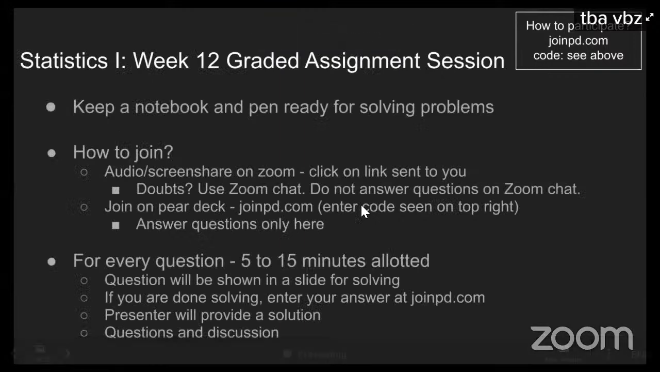Okay, so for now, I think most of you are aware that for every question, you will be given 5 to 15 minutes, and keep a notebook and pen along with you so you can solve the question in the allotted time and then we can proceed further to discuss the solution for each of it.